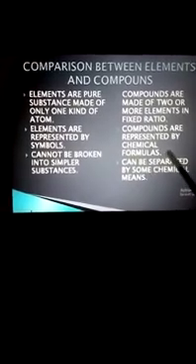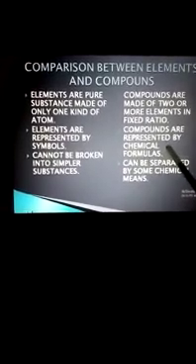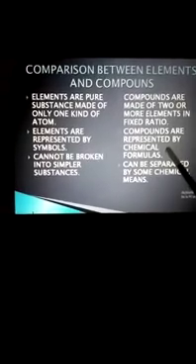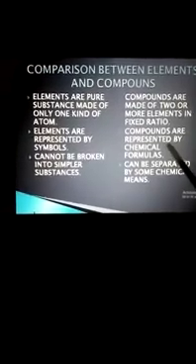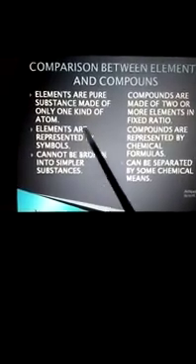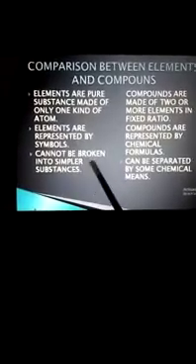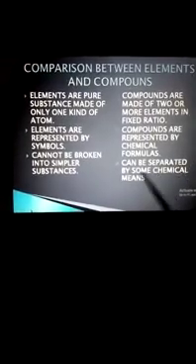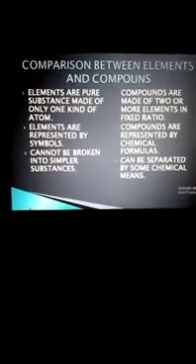Compounds are represented by chemical formulas. Chemical formulas means H2O, that is water, CO2, carbon dioxide, HCl, hydrochloric acid. Elements cannot be broken into simpler substances or new substances. The atoms of each element cannot be broken down. But in case of a compound, the constituents can be separated by some chemical means.